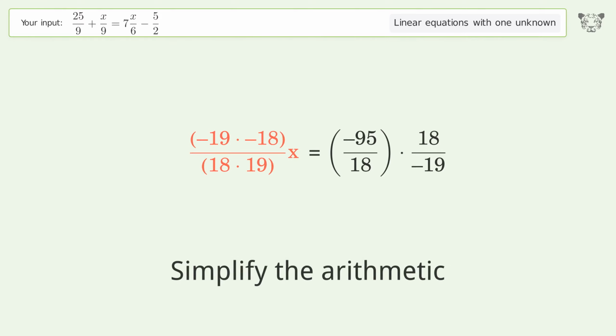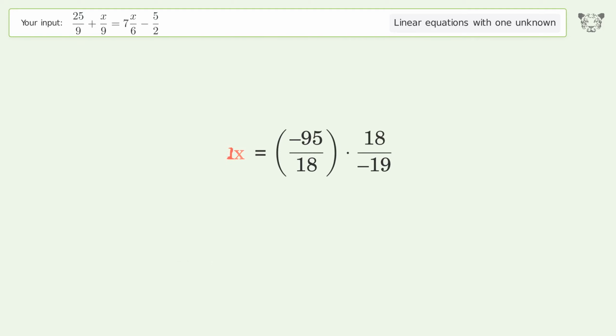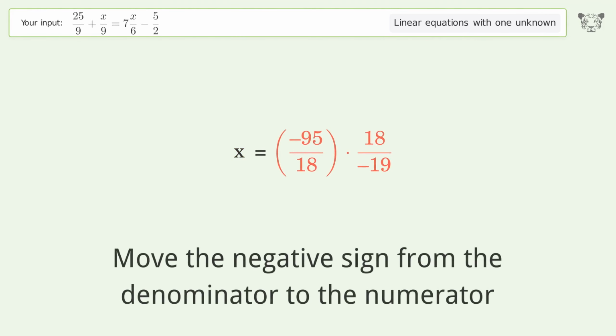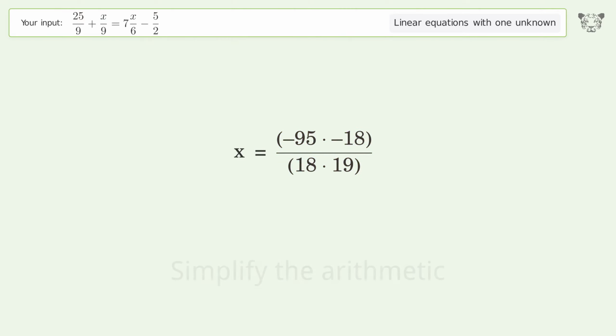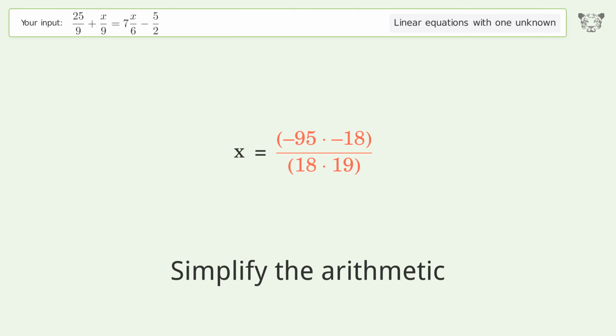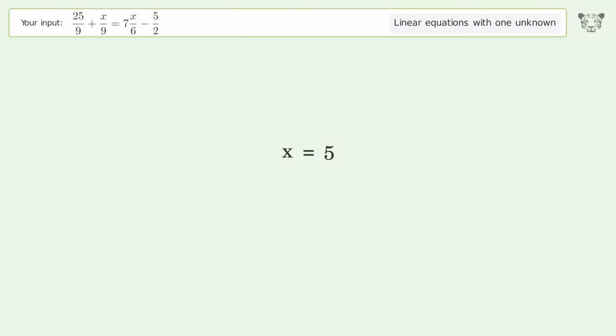Simplify the arithmetic. Move the negative sign from the denominator to the numerator. Multiply the fractions. Simplify the arithmetic. And so the final result is x equals 5.